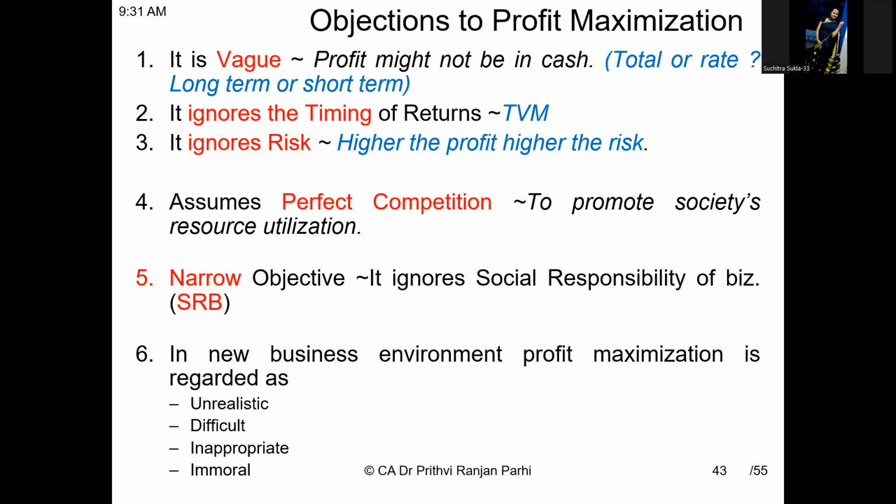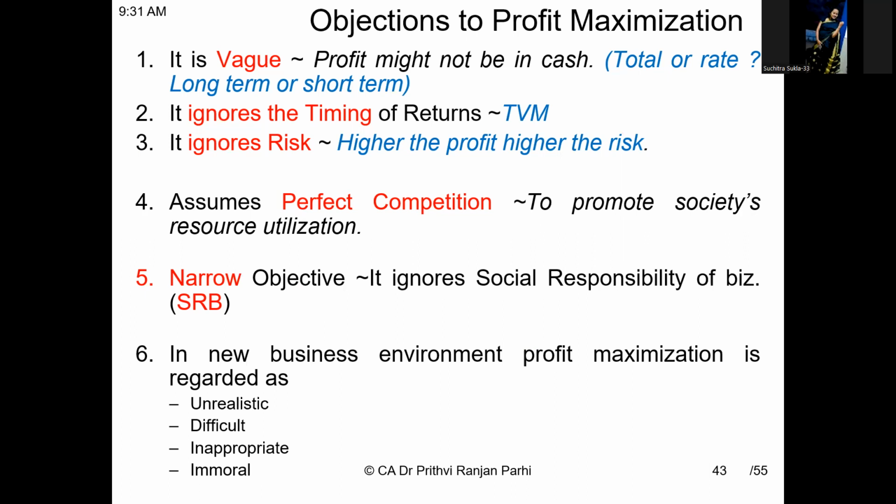Second, this profit maximization objective also ignores one more thing. That is the risk. Suppose one business is giving you more profit, but the risk is high. Then your investors, your stakeholders, may not be interested in taking that risk. Is it not? So trying to maximize profit with high risk is again one more objection to the profit maximization objective.